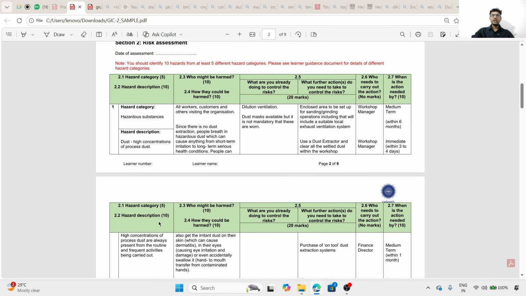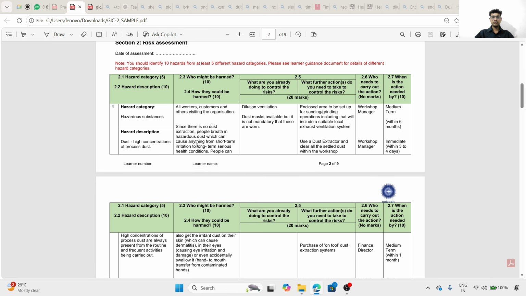So definitely in a garage, the processed dust is there in high concentrations, heavy dust. So this is one hazard that we found. That should be mentioned like this. The hazard category should be put like this, the name of that particular hazard, hazardous substance, and then you have to describe it. So what is the hazard? That is dust, and you have to describe that particular situation over there.